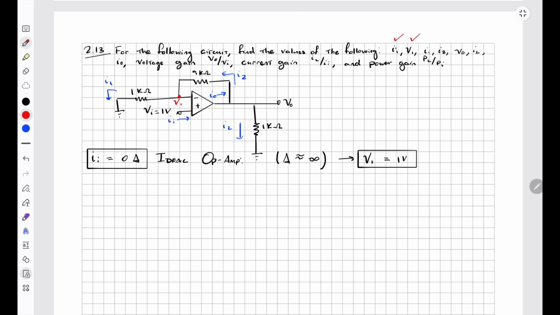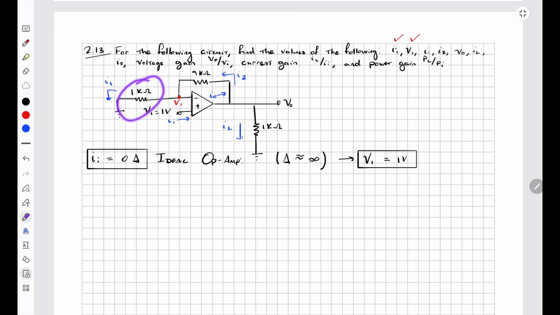And then it's easy to solve for I1 because we know this voltage now, and we know this ground voltage, and then we know the resistance in between, so we can solve for I1. Therefore I1 is equal to V1, which is 1 volt, minus ground, 0 volts, so just 1 divided by 1 kilo ohms. So then 1 divided by 1000, therefore I1 is equal to 1 milliamp. Okay, so that is for I1.